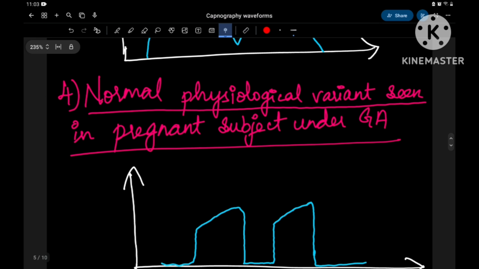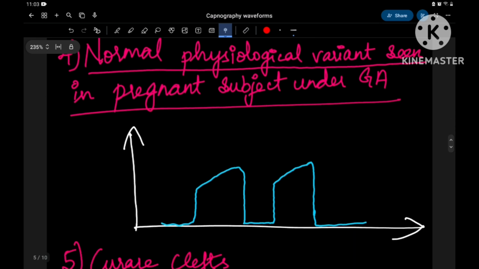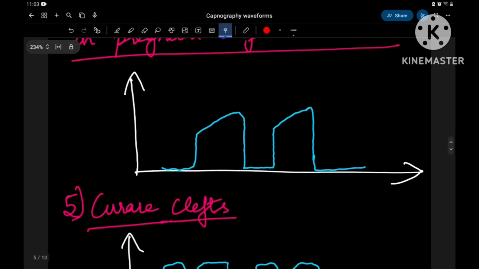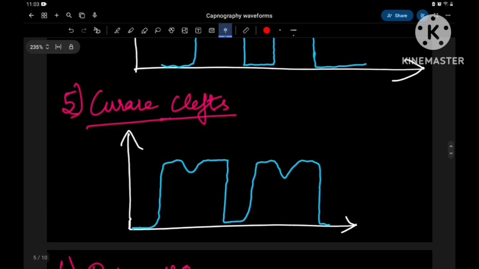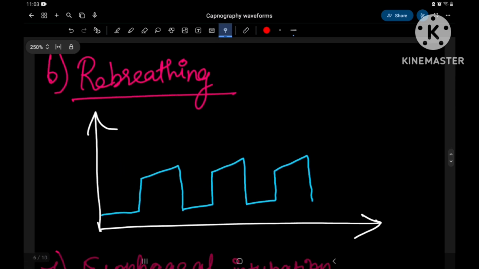Normal physiological variance in a pregnant subject under GA: there might be a slight increase in the time and the expired carbon dioxide. Otherwise, it's exactly normal as in a patient. Next, curare eclipse, we saw M shaped in a single waveform with a small dip. That dip is for spontaneous breathing effort. Next, rebreathing, we saw that it doesn't reach a baseline. It doesn't reach zero.